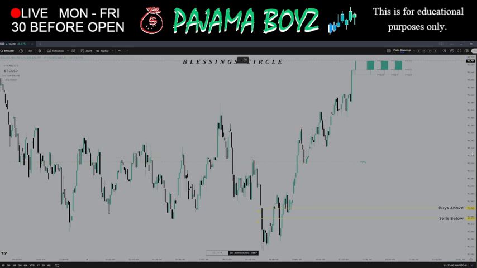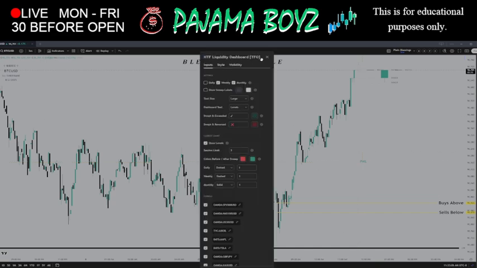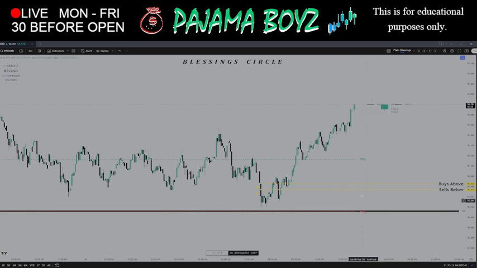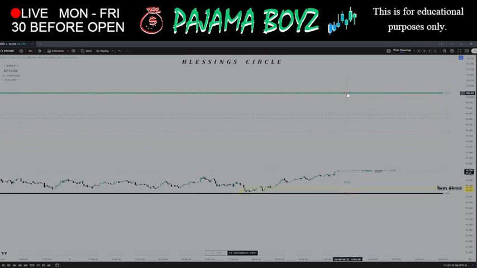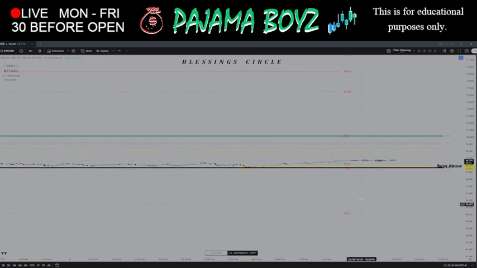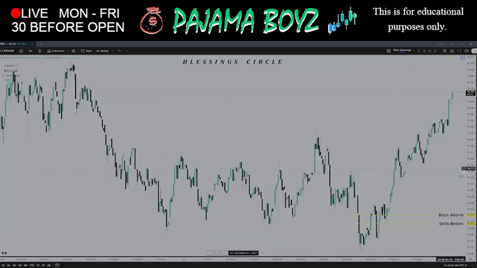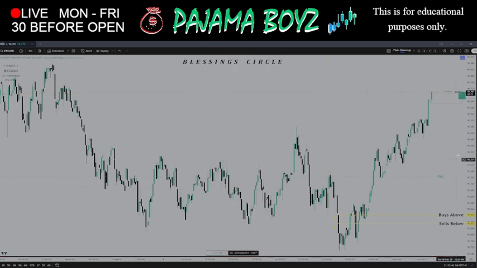Not too many indicators. One indicator I do have on here is the HTF liquidity dashboard. Basically, all that does is give you the daily and weekly levels, so previous day low, previous week low, and the higher levels: previous day high, previous week high, previous month high, previous monthly low. It gives you all those levels. Whether you're looking at 10 different names or 3 different names, you're going to have all those important levels with this indicator. So that's one thing I have on there.